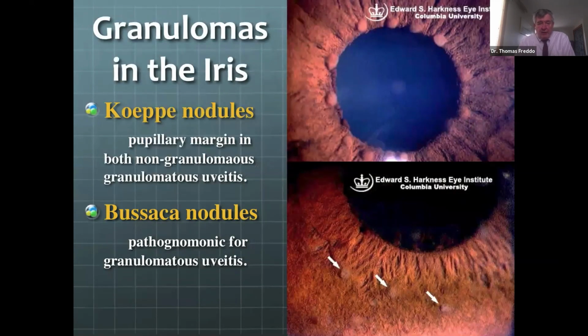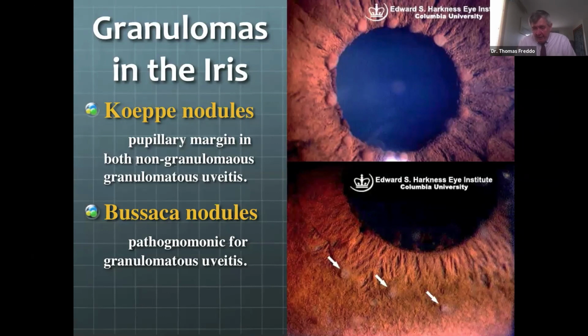You can, of course, get granulomas in the iris. We usually talk about two types, Koeppe and Busacca. The Koeppe nodules are at the pupillary margin, and these are generally not held to be pathognomonic for granulomatous disease. So you can see this in both granulomatous and non-granulomatous. The Busacca nodules, which are in the mid-iris, are held generally still to be pathognomonic for granulomatous disease.